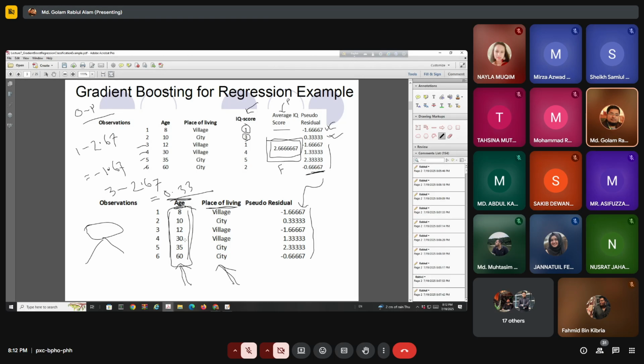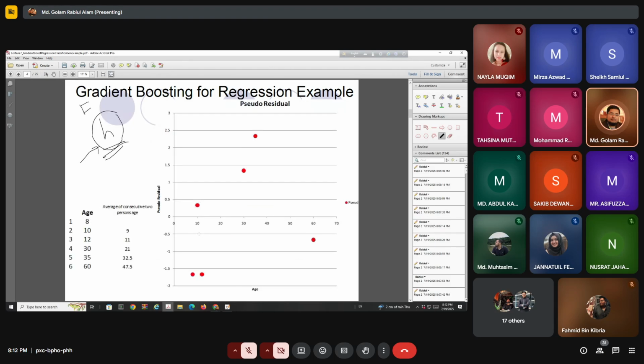So maybe we can consider many splitters here. How can we find those splitters? Maybe we have to find the average of 2 consecutive numbers. So 9, then 11, then 21, then 32.5, and then 47.5. So these are the possible splitters we have. Now we have to consider 9 as the splitter and find out the performance of that, then 11 as the splitter, performance of that. In this way we have to find out.